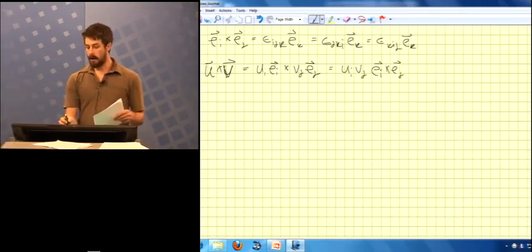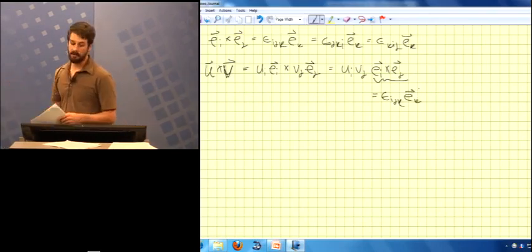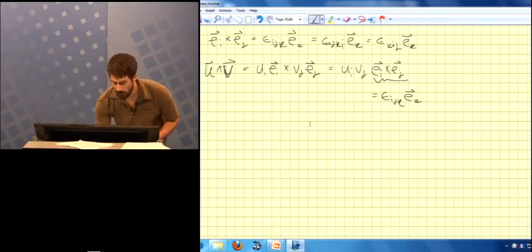But we know right here that this component is equal to the permutation tensor times the kth basis vector, which means that u cross v can be written like this.